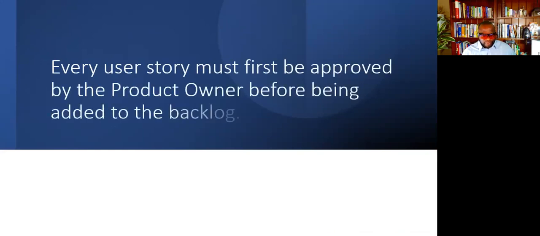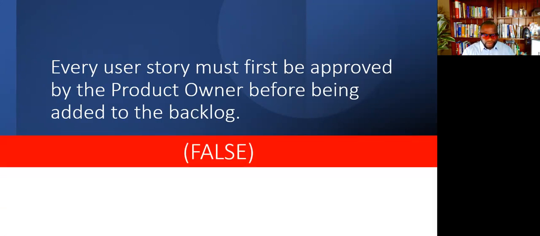Next question. Every user story must first be approved by the product owner before being added to the backlog. True or false? 3, 2, and 1. The answer to this question is false. User stories could be added by anyone at any time, and they don't have to be approved before being added to the backlog. Instead, what the product owner does is decide when and if they are done, but it's not done before. And remember, the product owner works with the team, so that statement is pretty false.